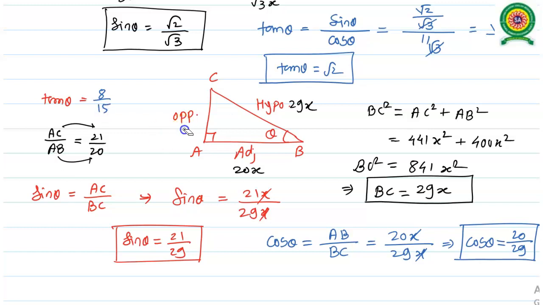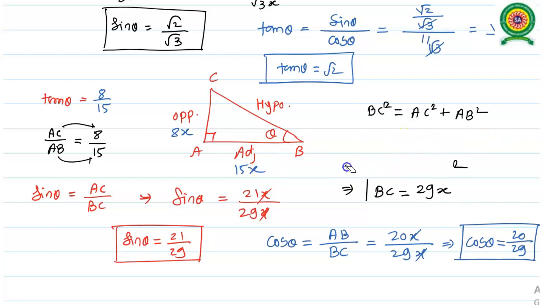That means the opposite side with respect to angle theta is some scalar multiple of 8, that is 8x, and the adjacent side is some scalar multiple of 15. So the adjacent side is 15x. By using the Pythagoras theorem, BC square is AC square, that is 8x the whole square, which is 64x square, plus 15x the whole square, which is 225x square.